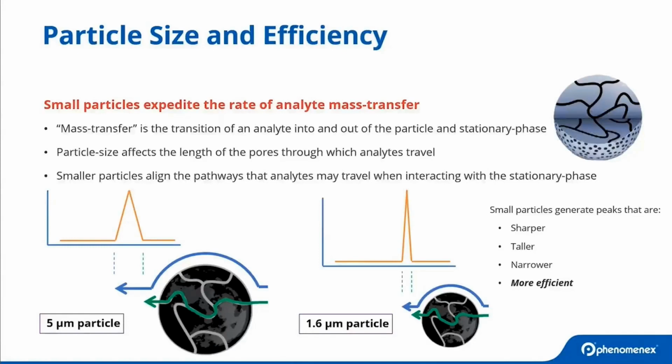Peak area is always going to be proportional to the amount of analyte that you actually load onto a column. The question is whether that area is spread out in the form of a broad peak or is narrow, sharp, and tall, so as to generate a more efficient peak.